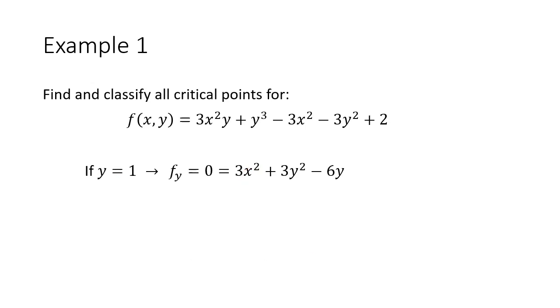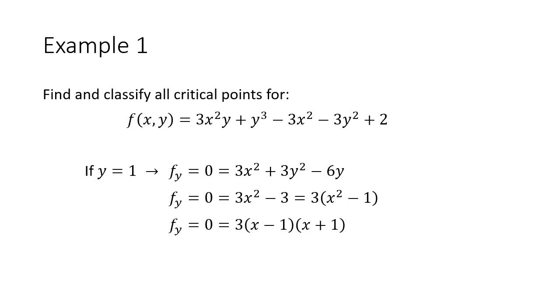Now I would do the same thing with my other possible solution, which is y equals 1. So I take my partial with respect to y, and now I'm going to plug in y equals 1. If I plug in y equals 1, 1 squared is just 1, so it's 3x squared, and 6 times 1 is 6, so minus 6. Then 3x squared minus 3, and again, we're going to factor. Factor out the 3, that leaves me with x squared minus 1. I have a difference of two squares, piece of cake to factor that: x minus 1 times x plus 1. So my two solutions now are going to be x equals 1 and x equals minus 1.